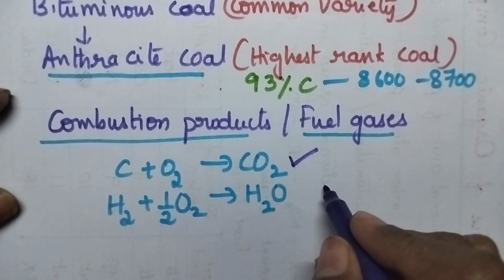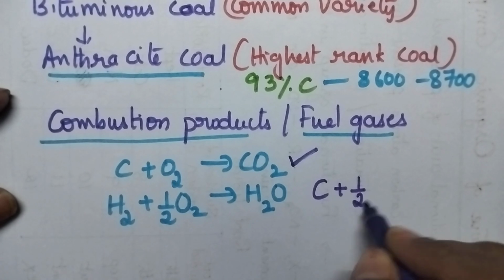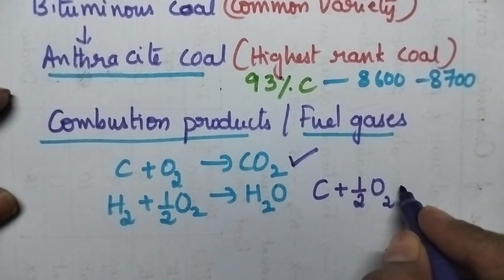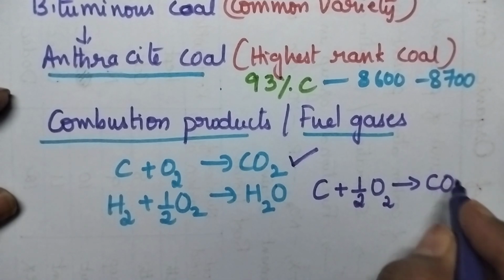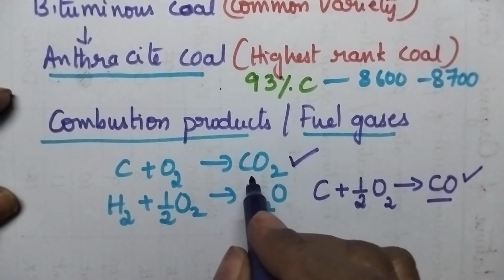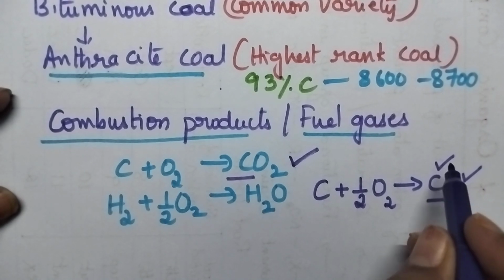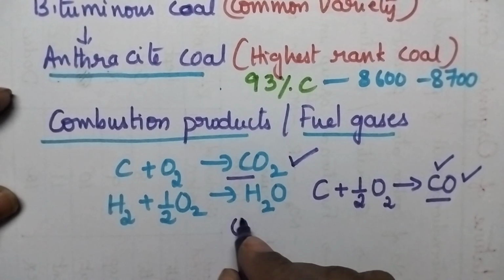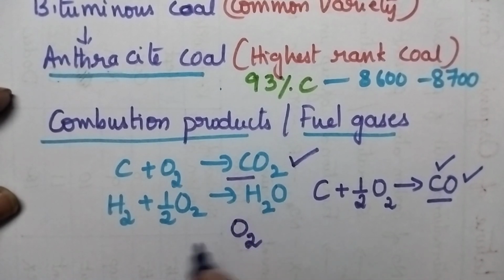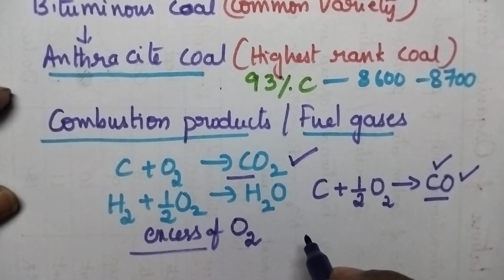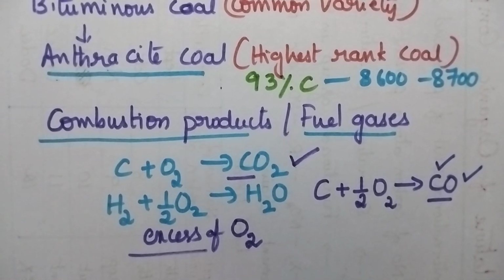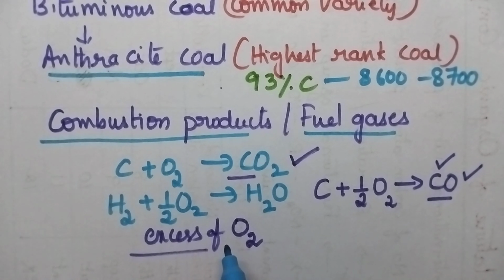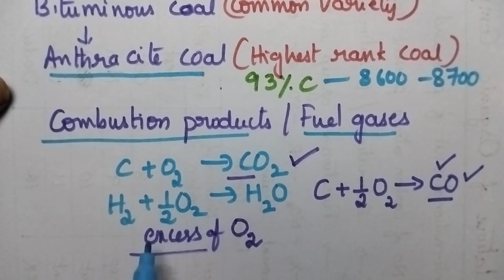If enough oxygen is not available, then what happens? The carbon may undergo incomplete combustion and it results in the formation of carbon monoxide, which is a toxic gas. So in order to avoid the formation of carbon monoxide, we are supposed to do combustion in excess of air or oxygen. So here especially the combustion of the fuel should be done in the presence of excess of air.